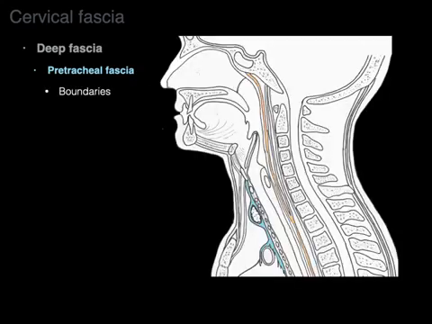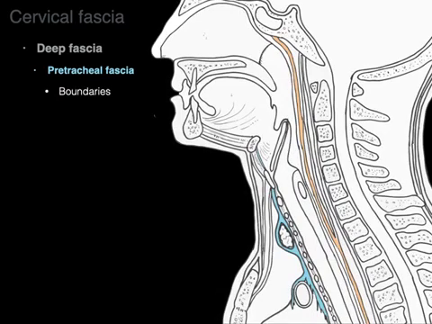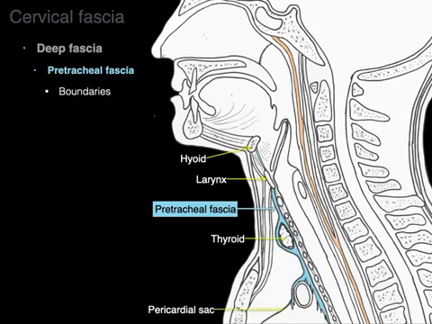The boundaries for the pretracheal fascia are as follows. You can see there is our pretracheal fascia along the front. It's the hyoid and thyroid laryngeal cartilages, and it envelops the thyroid gland and fuses into the pericardial sac. Posteriorly, there's the buccopharyngeal fascia. It courses from the skull all the way down into the mediastinum.